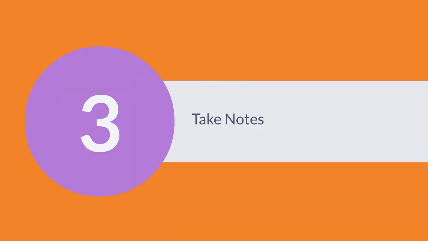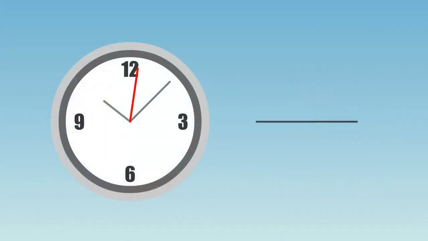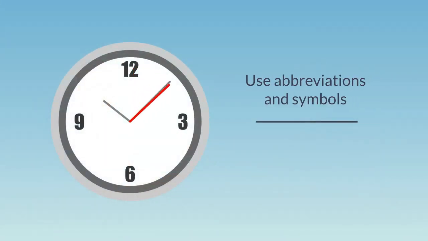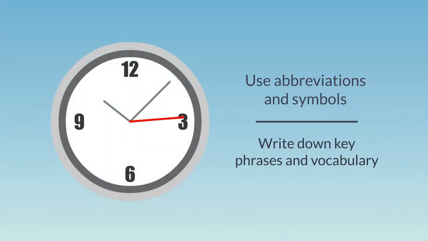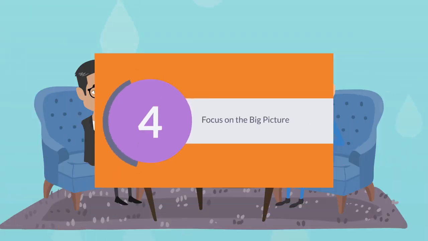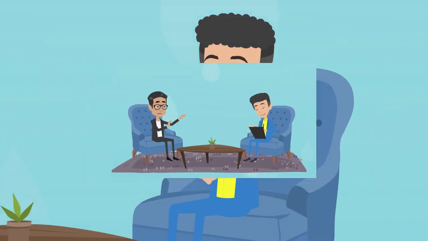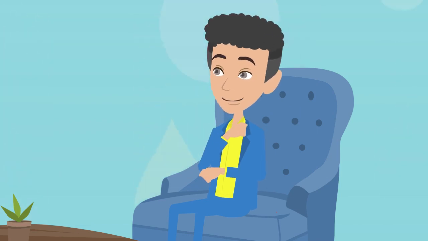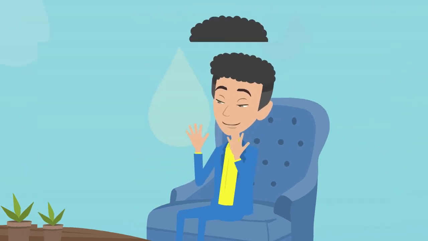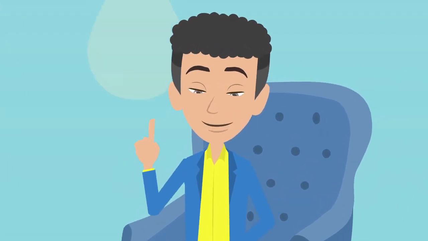3. Take notes. During the listening section, take notes on the main points being discussed. Use abbreviations and symbols to save time, and write down key phrases and vocabulary that you might need to refer back to later. 4. Focus on the big picture. Don't get bogged down by trying to understand every single word. Instead, focus on the main ideas and themes being discussed. This will help you to understand the overall message of the listening material.